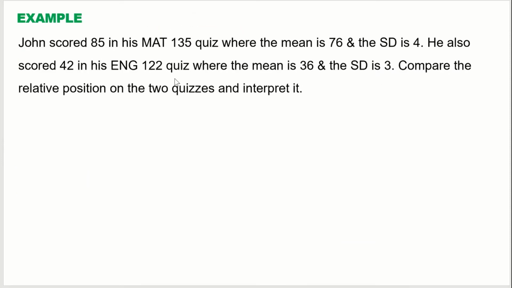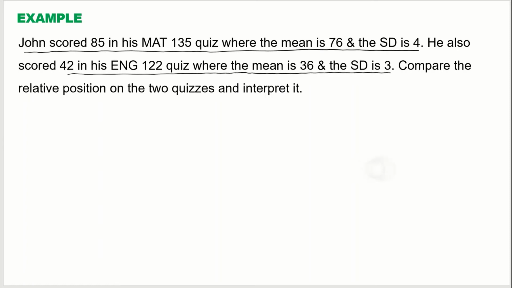Let's take an example and understand z-score a little bit in detail. John scored 85 in his Math 135 quiz, where the mean is 76 and the standard deviation is 4. So here we have the information about John's score in Math 135. And he also scored 42 in his English quiz, where the mean is 36 and the standard deviation is 3.